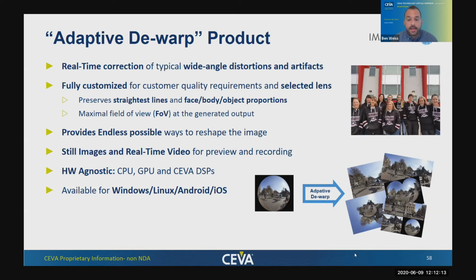Immervision provides the best-in-class dewarp solution that improves both lines and face proportion while keeping a maximal field of view at the generated output. The algorithms can be used for live preview as well as image or video capturing. Using Immervision technology, what you see is what you get.